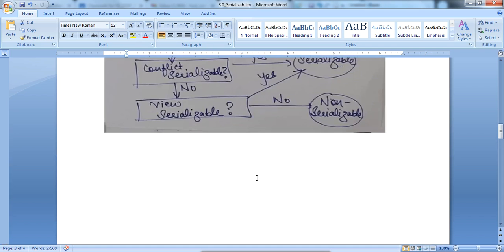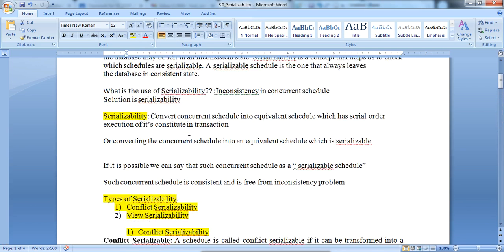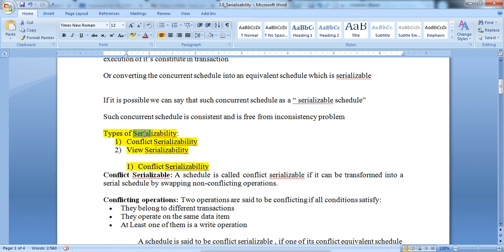Now this one is simply an example of conflict serializable, and in the next lecture we will learn about view serializable with an example. This is simply the concept of serializability. Why do we need to serialize the schedule? Because the existing schedule is a concurrent schedule, and we need to make it serializable. Then we need to find the equivalent serializable schedule. If it is possible to say that the concurrent schedule is a serializable schedule, then we apply these two tests.